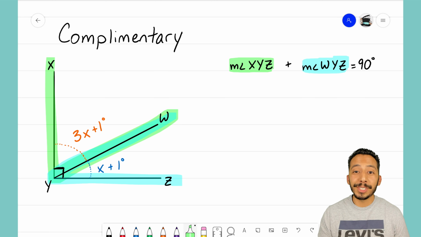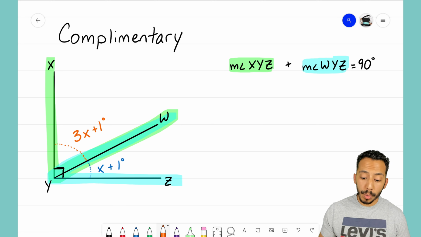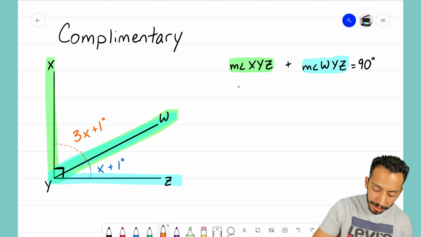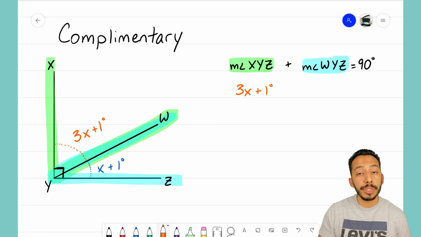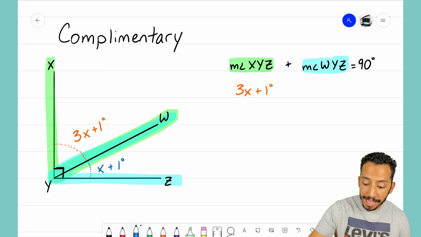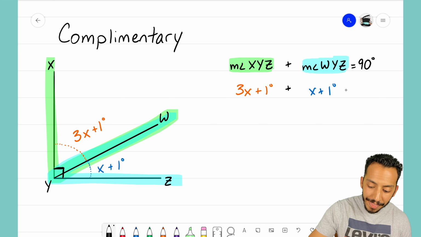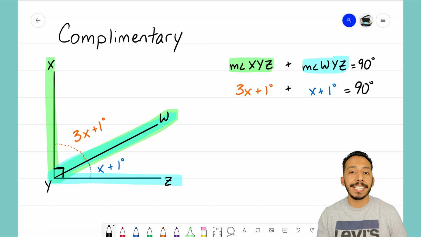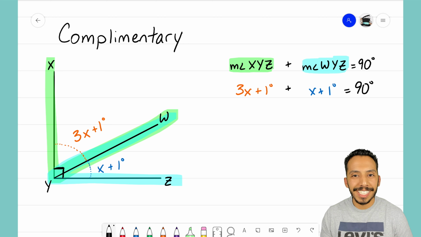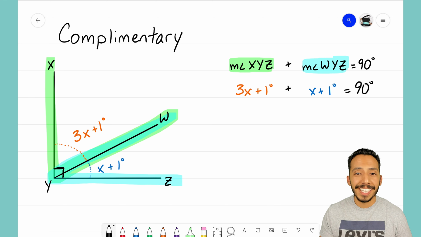Looking at those two angles, I notice I don't know the value of either. The first top angle, angle XYW, that green angle there has a value of an expression, which is 3x plus 1 degrees. The bottom angle, angle WYZ, has an expression of x plus 1 degrees. So I don't know the value of either, but I do know that when I add them together, they will both add to 90 degrees. Looking at that equation, I see that I have only one variable, x, equal to a number. We can definitely solve this and figure out what our missing x variable is.